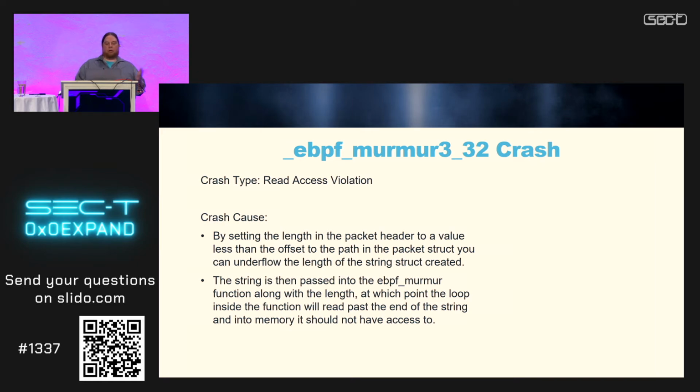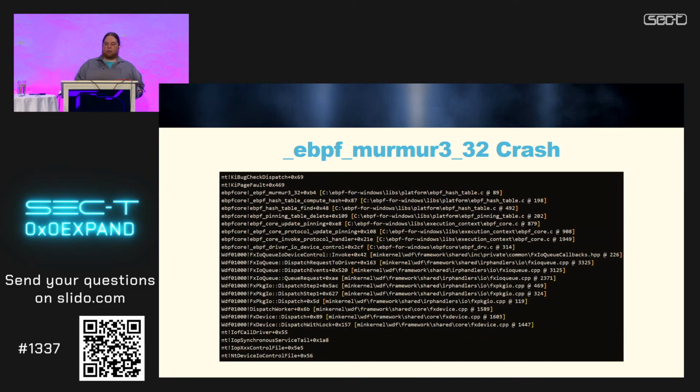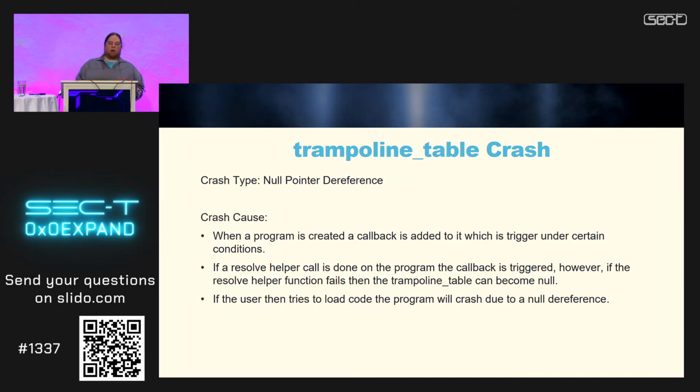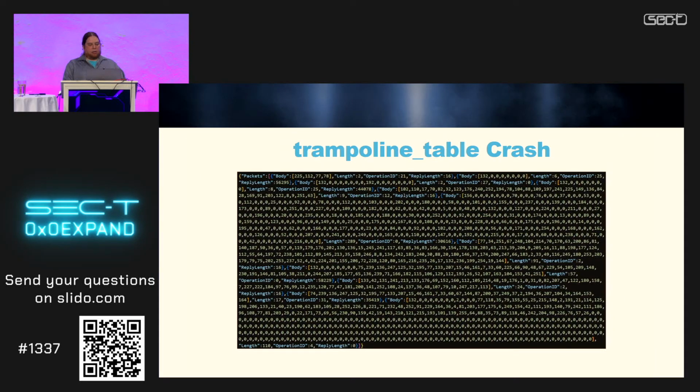But we did find read AVs in the Murmur 3 implementation. You can look at these call stacks later. Null pointer references in the eBPF destroy. This is the same bug that I showed a few slides back when it was doing a free on the eBPF destroy, so you can hit it from the kernel context as well as from the user context. Trampoline table crash, another null dereference. Besides these crashes, here's an example of how complicated these serialized packet structures end up looking. This one looks like it's sending about 10 different ioctl requests, so it is getting deep into these APIs.